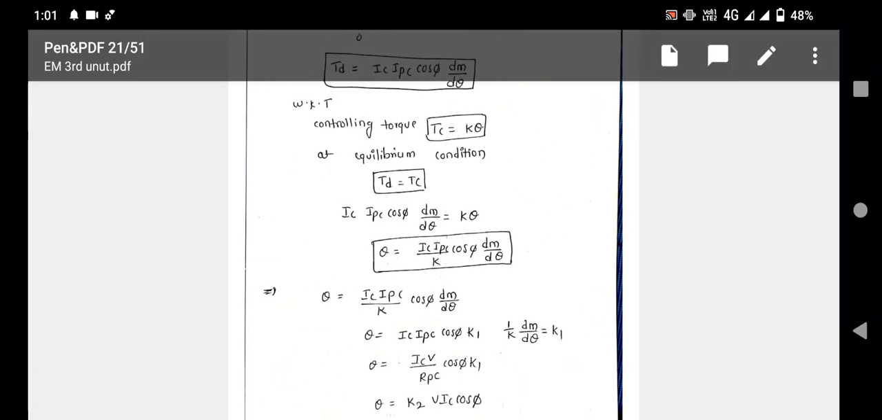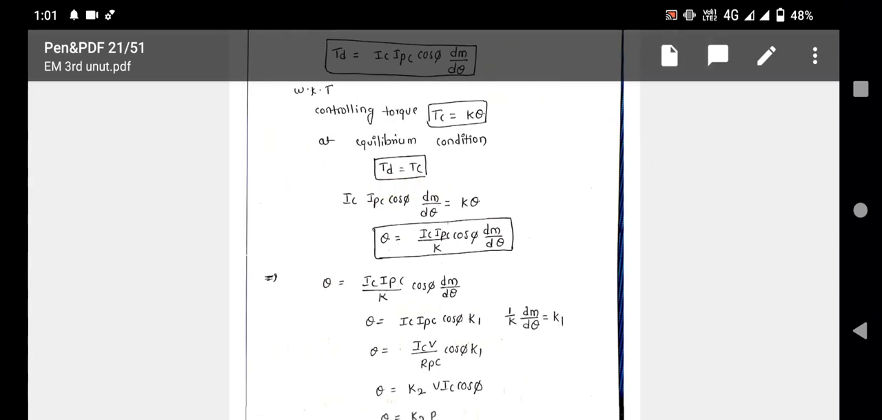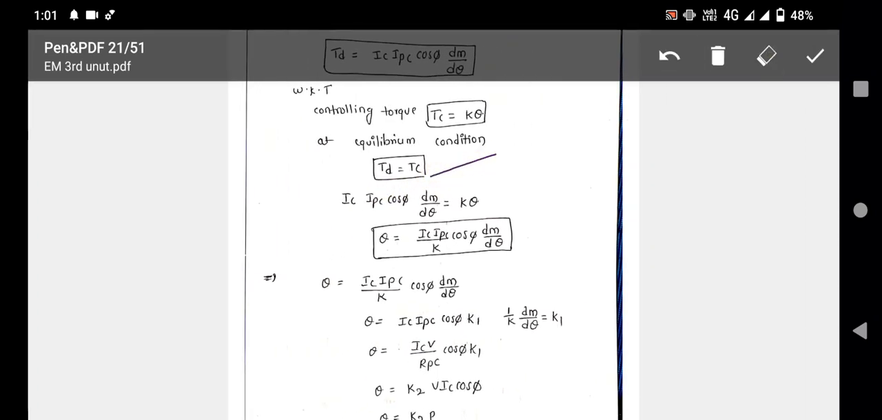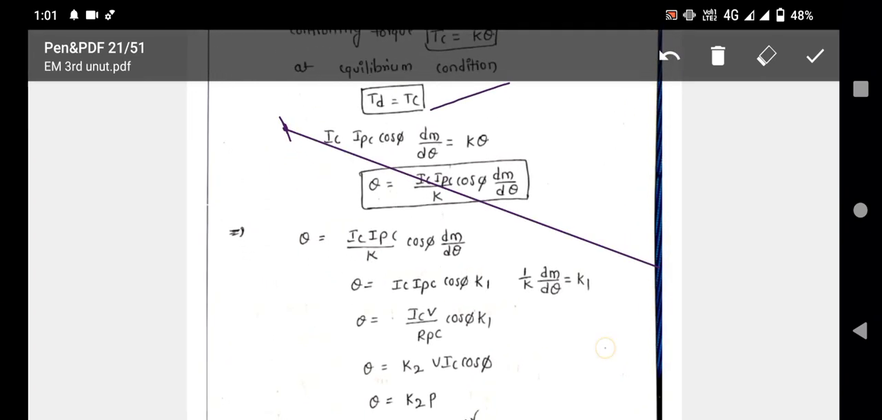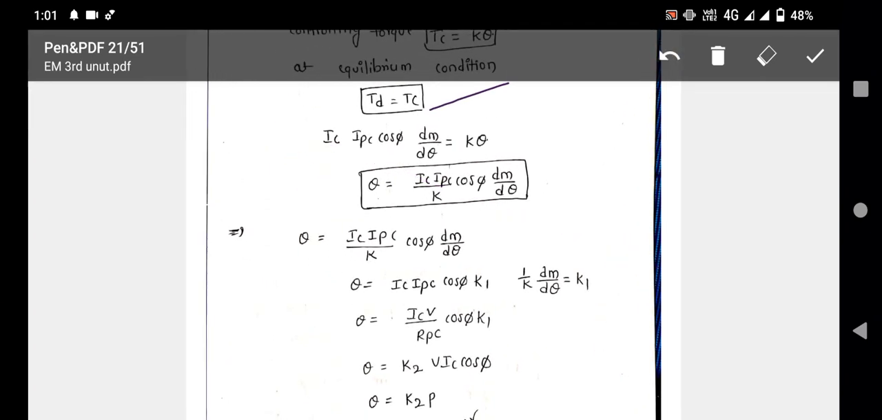At equilibrium condition, TD is equal to TC. We can substitute TD equal to TC. From that, theta is proportional to power. Deflection of wattmeter is proportional to power. If you remove the proportionality, you will get K2 as the constant.